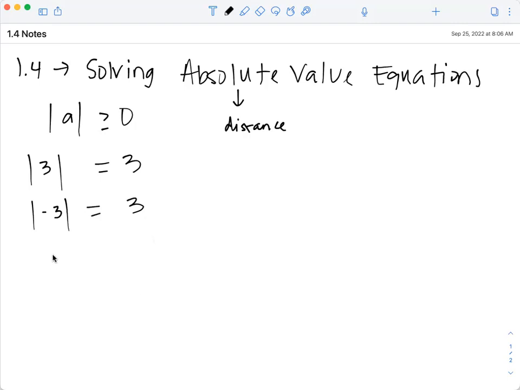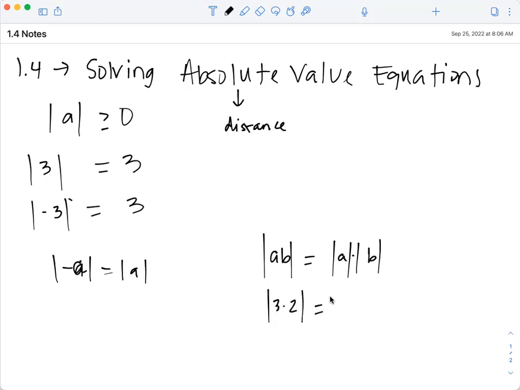A couple other properties. The absolute value of -3 is equal to the absolute value of 3, so those two things are going to be equal to each other. And if we have two numbers multiplied inside of an absolute value, you can essentially separate them and multiply them. Those are also equal. So if we had 3 times 2 in here, that's equal to the absolute value of 3 times the absolute value of 2.